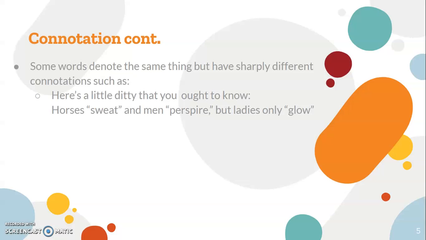Some words denote the same thing but have sharply different connotations, such as this little ditty that you ought to know: Horses sweat and men perspire, but ladies only glow. This shows how different words can denote the same thing and end up meaning somewhat of a similar thing.